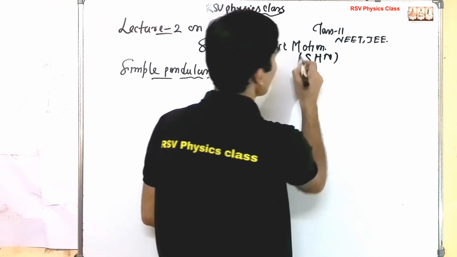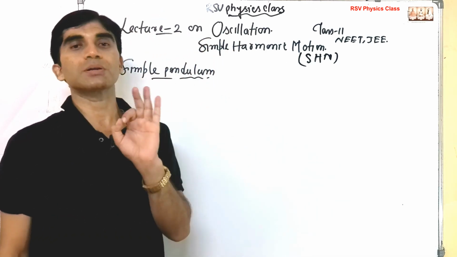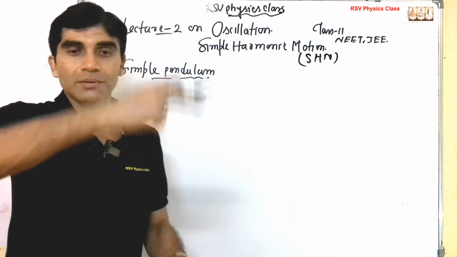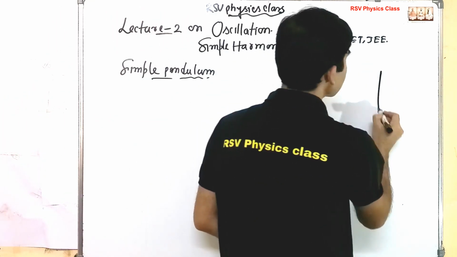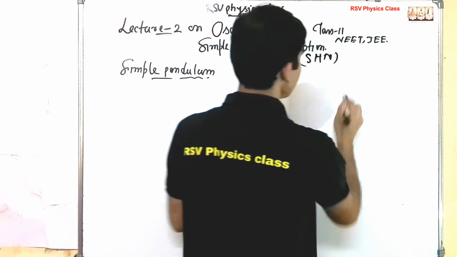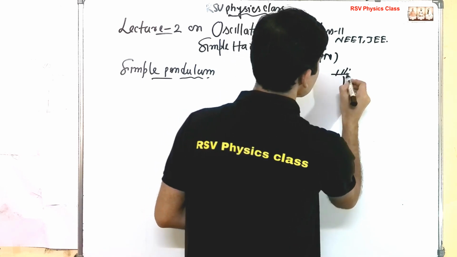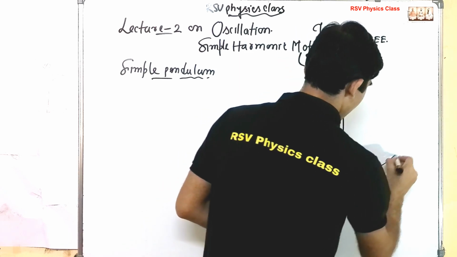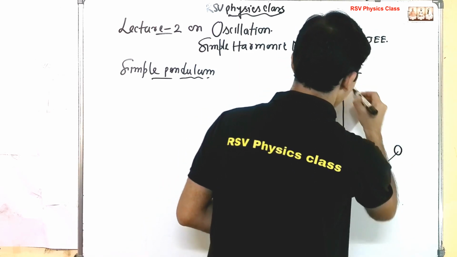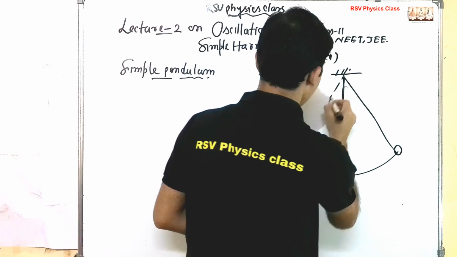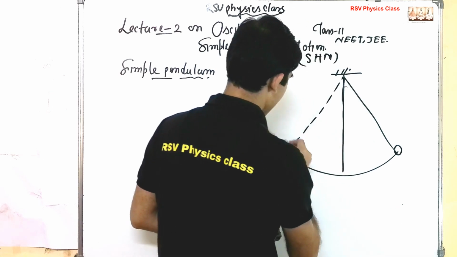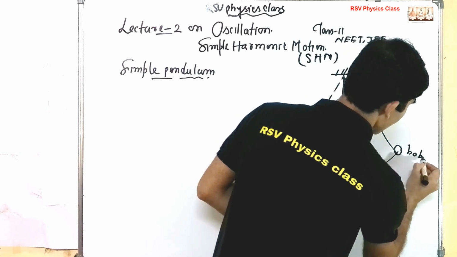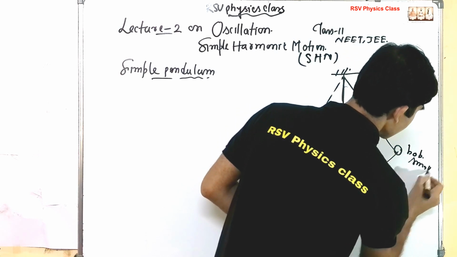Now the simplest example of simple harmonic motion is the simple pendulum, the swing that we talked about, right? So that will be described. This is the simple pendulum. What is it? There is a bob. So this is the bob, this is a small mass.